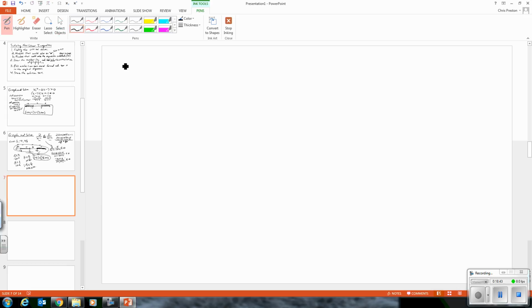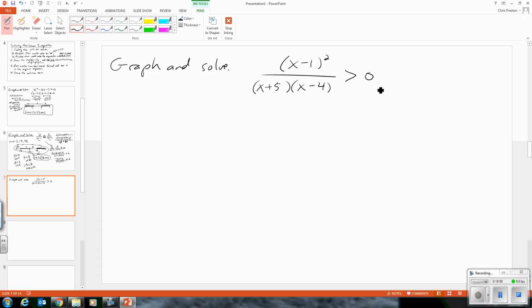So let's say graph and solve, and I gave you this: x minus 1 squared over x plus 5 times x minus 4, and I want that to be greater than 0. Okay? And so what are the critical values? This is already factored for us. You can think of this equal to 0. So I should just be able to look at this and identify the critical values. There's positive 1, there's negative 5, and there's positive 4.